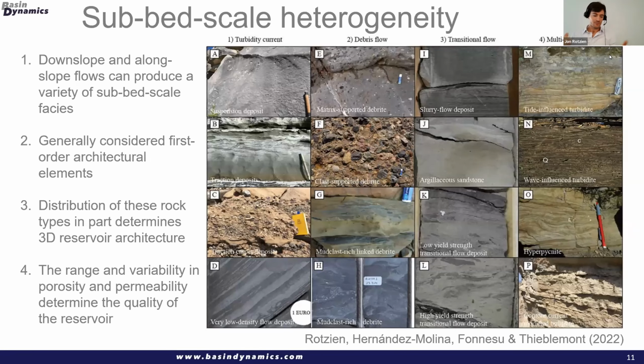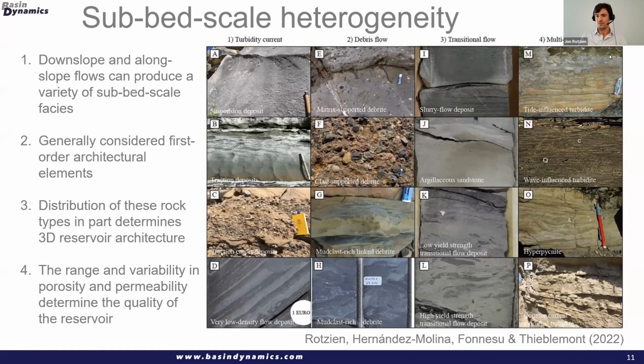So let's drop back down to those first order architectural elements. These are some examples of downslope and along slope flows and what they produce in terms of the first order architectural elements. And it's arranged in a rubric, if you will, with turbidity currents in column 1, column 2, debris flow deposits, column 3, transitional flows, and column 4, multi-process flows. And these are generally considered first order architectural elements.